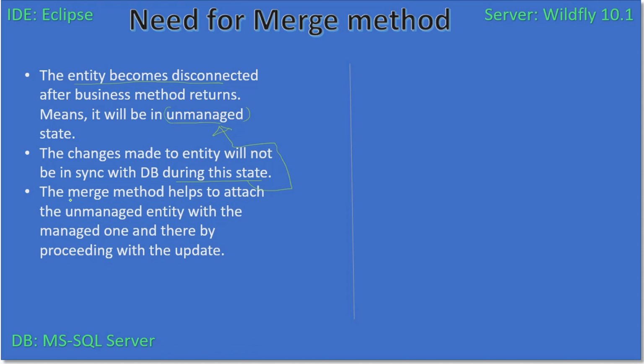Here comes the merge method into the picture. The merge method helps to attach the unmanaged entity with the managed one. That means we use the merge method and we pass the unmanaged entity, and the merge method will scan the database. Then it returns an entity, and the returned entity will be in the managed state. We will see that with a clear picture here.